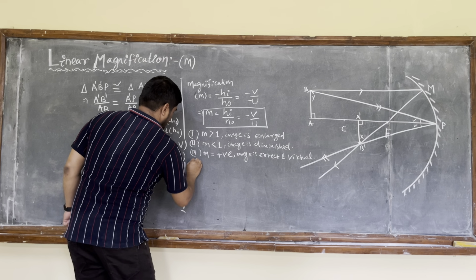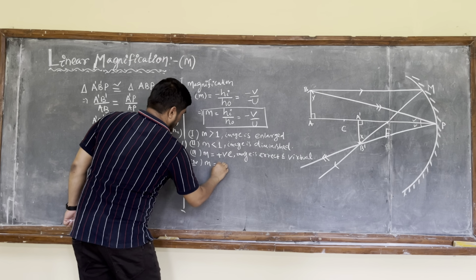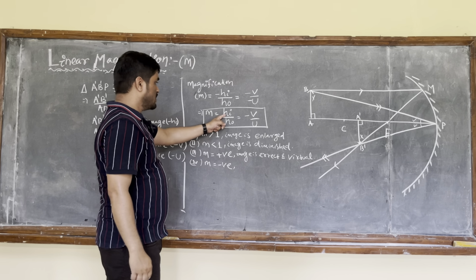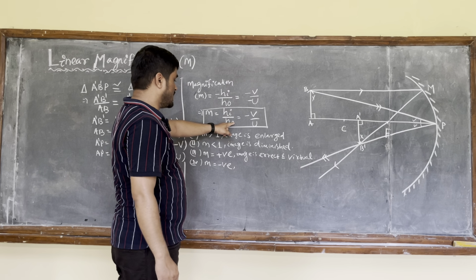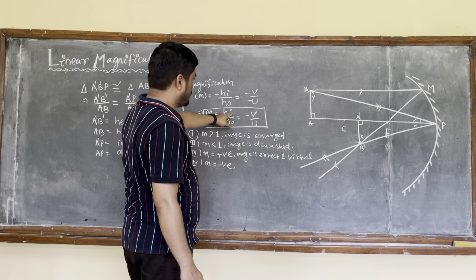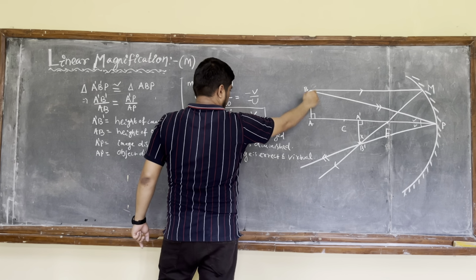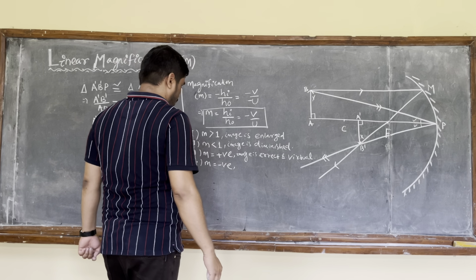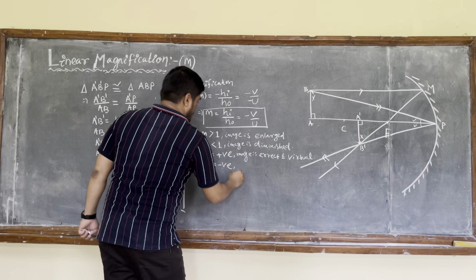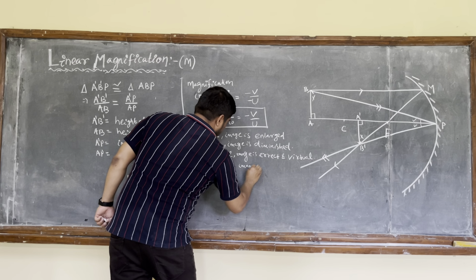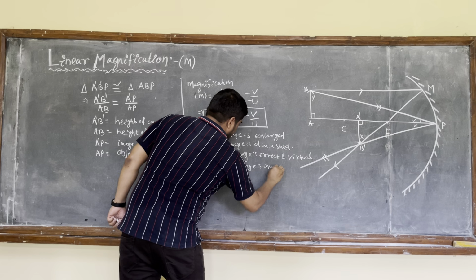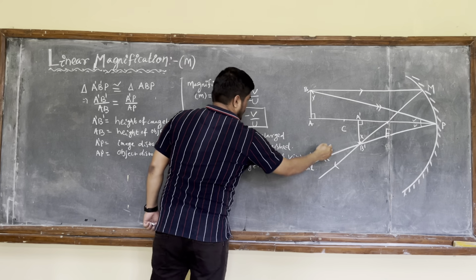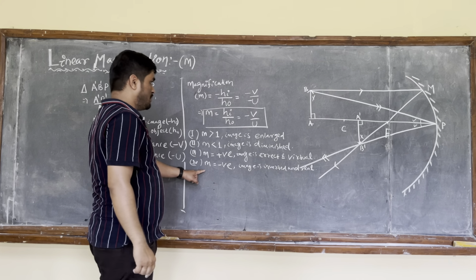Fourth case, M is negative. M is negative means the image and the object, if one lies above the principal axis, the other will lie below the principal axis. For that case, the image formed will be inverted and real. Image is inverted and real. This is the case. Here M will be negative.